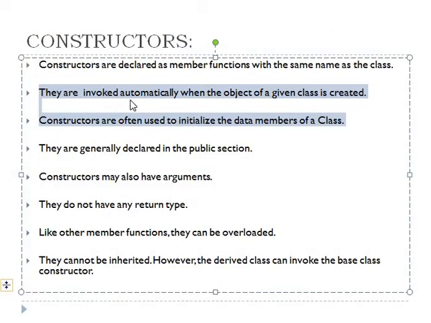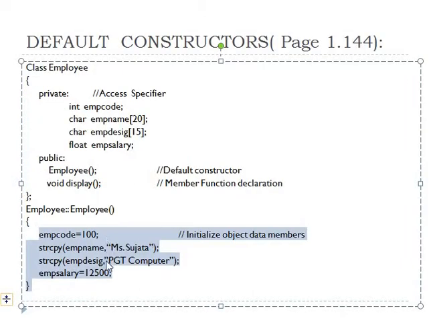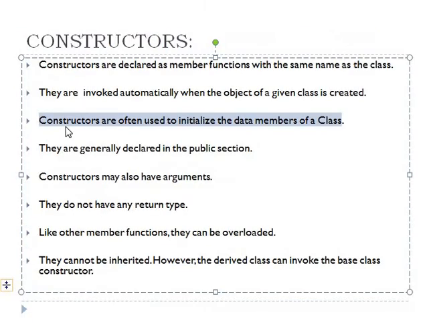And just after the constructor gets called automatically when the object of a given class is created, the constructor then initializes the data members of the class. Now initialize here means assigning certain values to the data members of the class, like I have assigned these initial values to these data members, and this shall be done inside the constructor named employee. So constructors are often used to initialize the data members of a class.